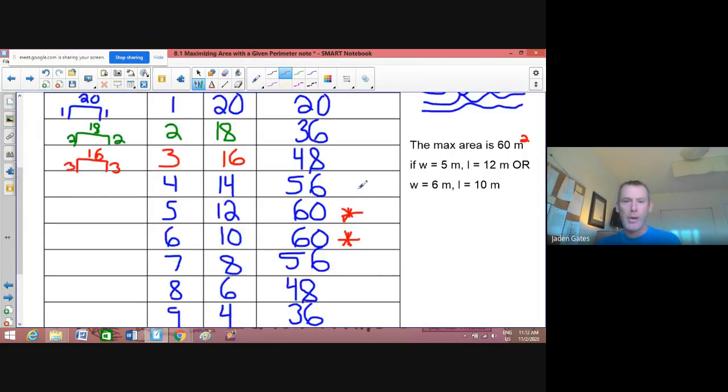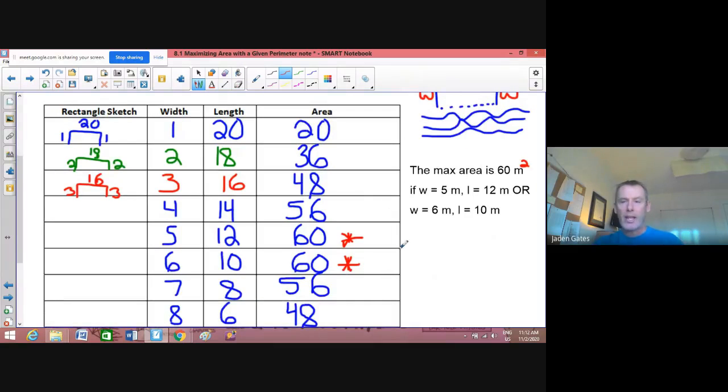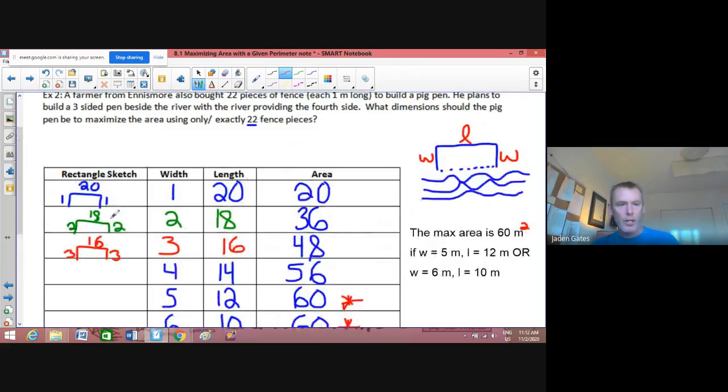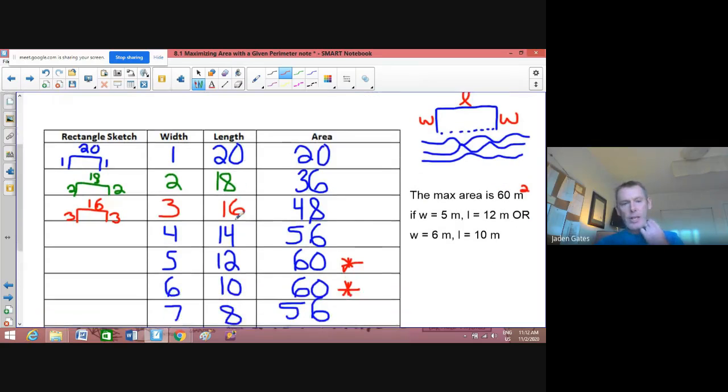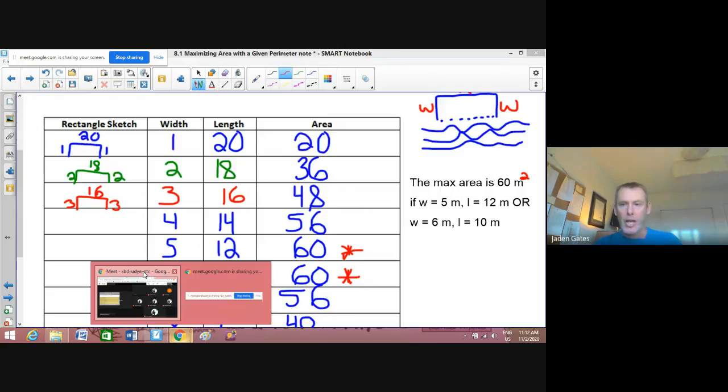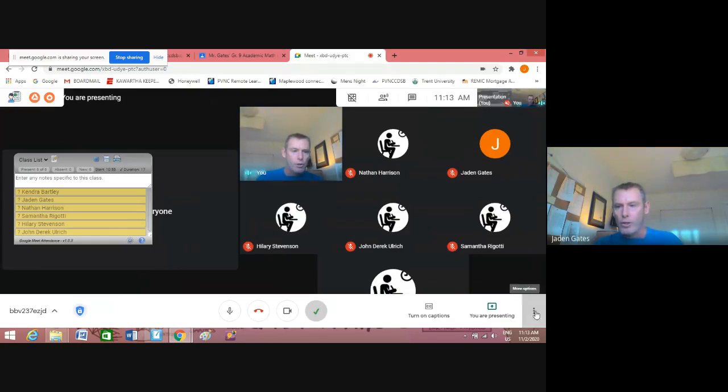That's our maximum area. So again, the key is to fill out the table for the first 3, draw a diagram, make sure you can see the pattern, complete the table, and then write a therefore statement. Sometimes we can have 1 answer, and sometimes we can have 2. All right, so again, easy marks if you know what you're doing.